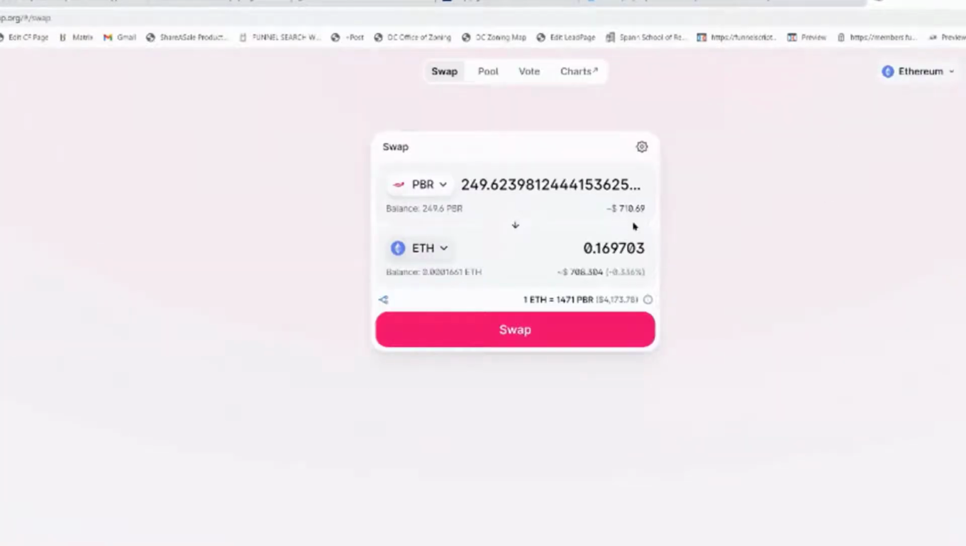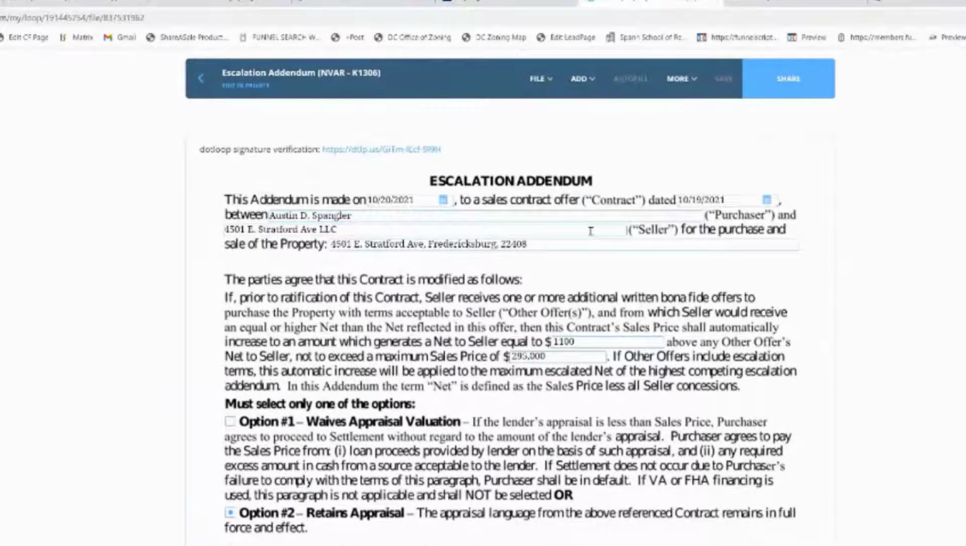But in Uniswap, you basically say, I have 249 PBR, I want to trade it with ETH, and you go up to this little gear icon. This gear icon would be the same as you creating an escalation addendum.